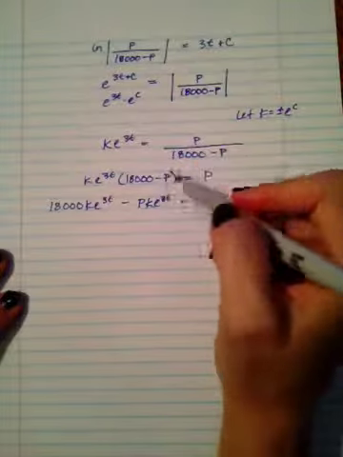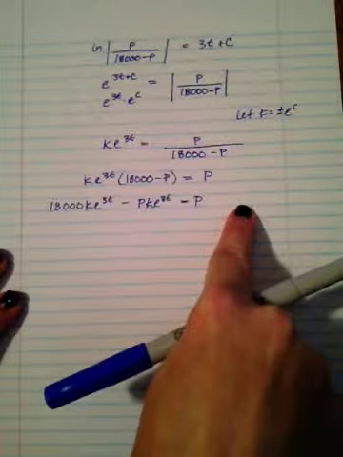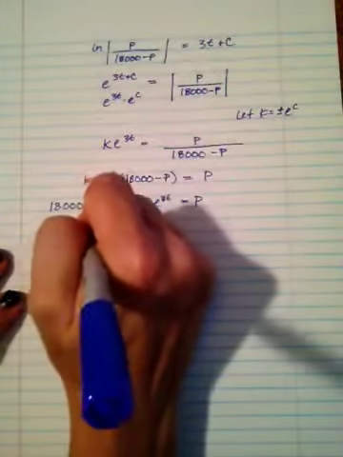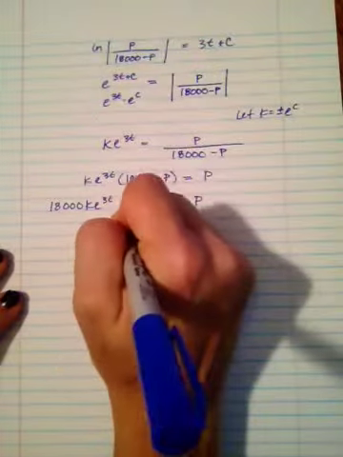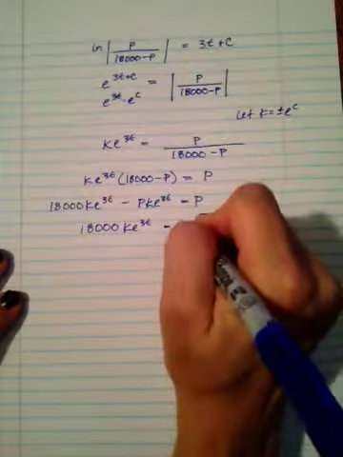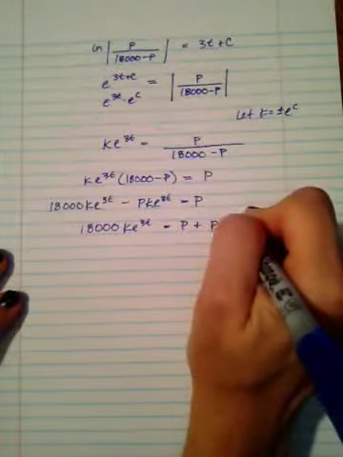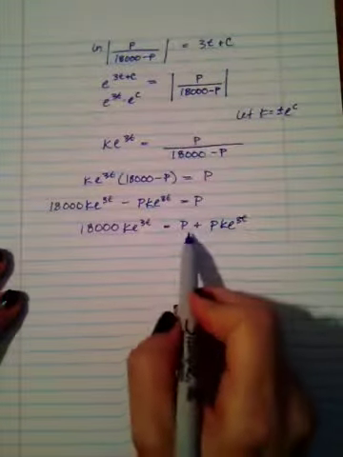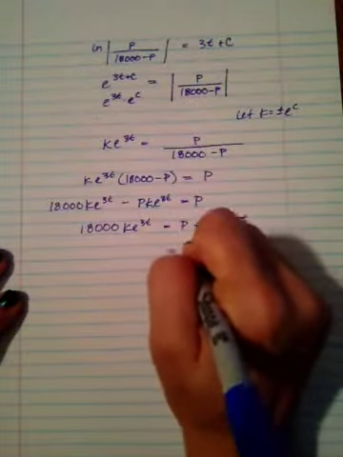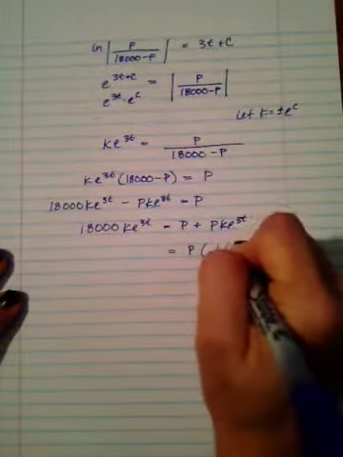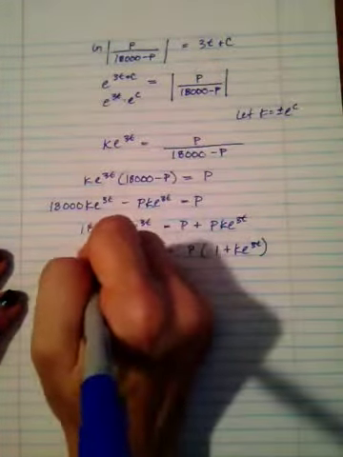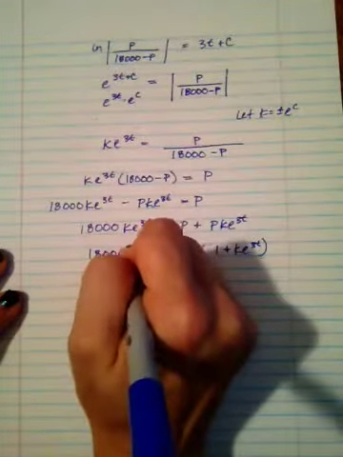And what all of this allows me to do is get my p's together on one side so I can factor it out. So I'm going to add this to both sides. So I have 18,000 k e to the 3t equals p plus p k e to the 3t. Now you can see that while I still have two p's, they're on the same side, so I can factor my p out. I'm left with 1 plus k e to the 3t, and then over here I still have my 18,000 k e to the 3t.